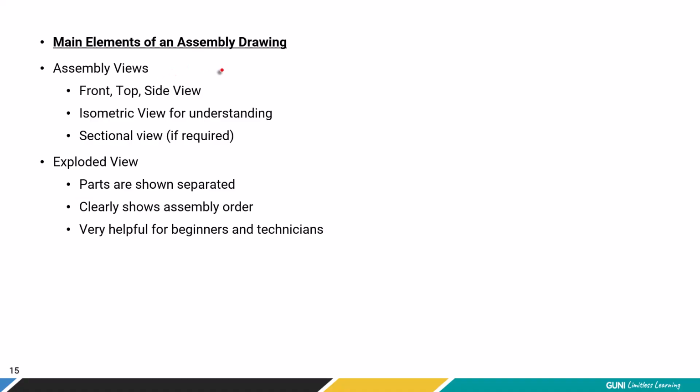Now what are the main elements of assembly drawing? You can generate front, side and top views, just to get the overall look from three directions. You can also insert the isometric view for understanding purposes, and you can take a sectional view if required. Many times assembly drawings are accompanied by an isometric view with exploded views, where the parts are shown separately. It shows clearly how the parts are assembled and in which order. So it is very helpful for beginners and technicians.